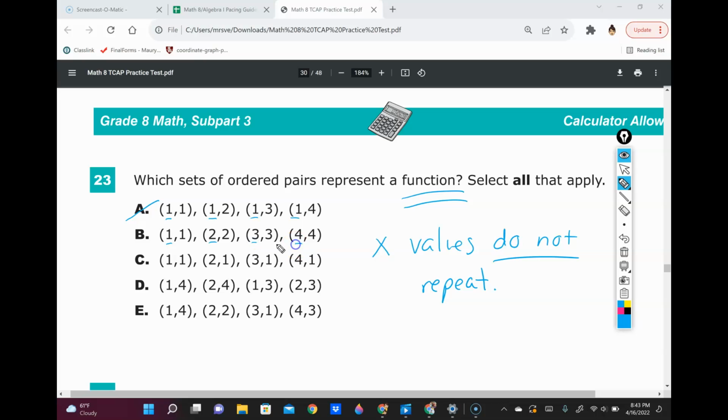1, 2, 3, 4, they're all different, so that is a function. 1, 2, 3, 4, they're all different, it's a function. Notice I'm not even looking at my y values. It doesn't matter about your y values, it just matters about your x. 1, 2, 1, that repeats, can't be a function. 1, 2, 3, 4, there's our functions.